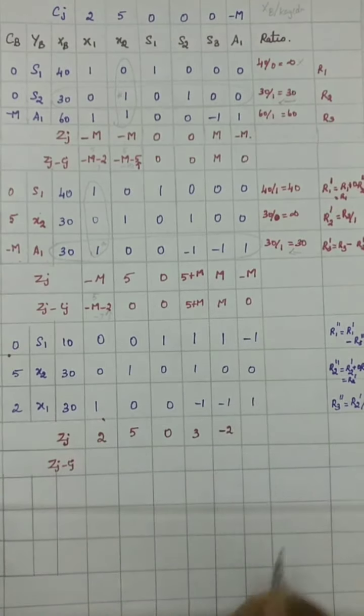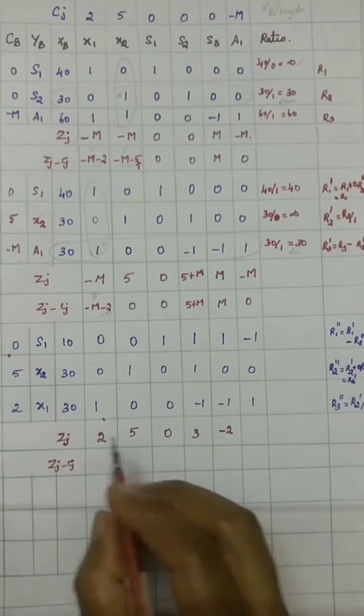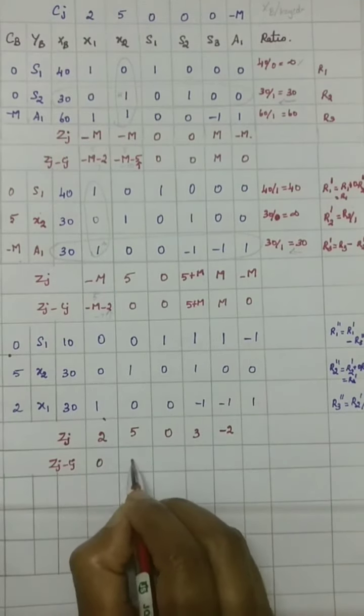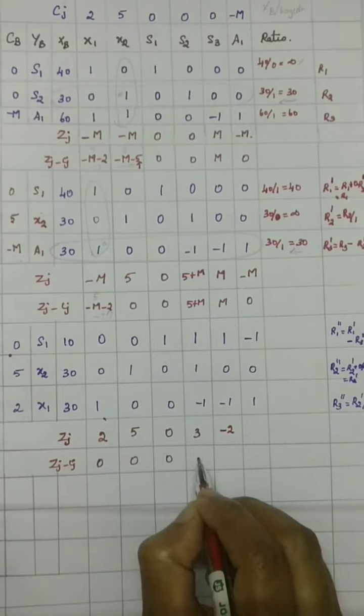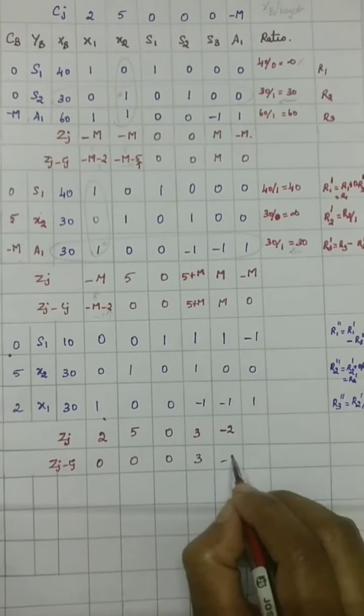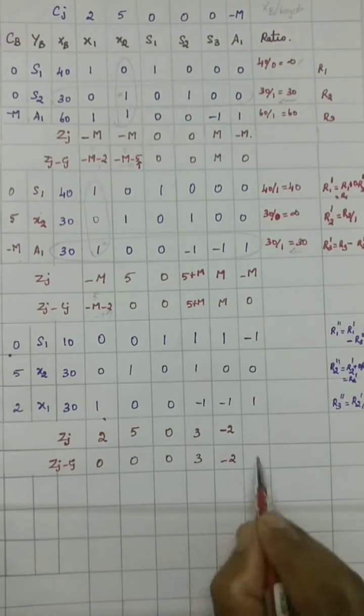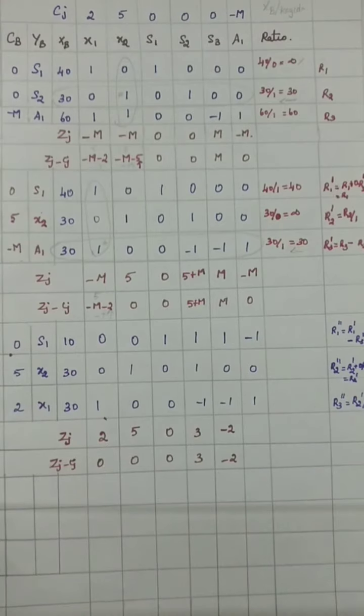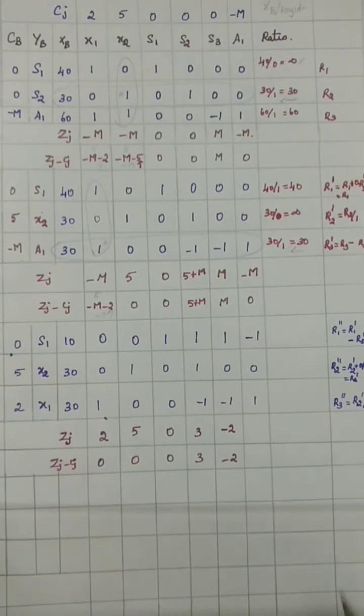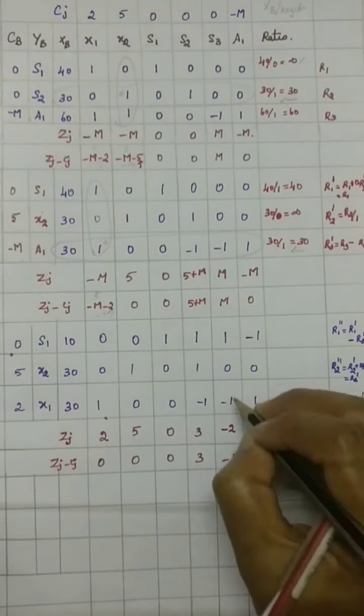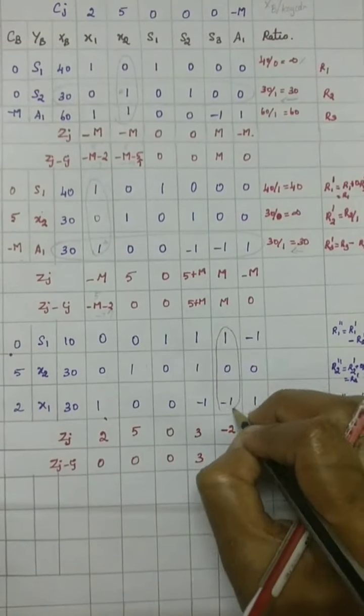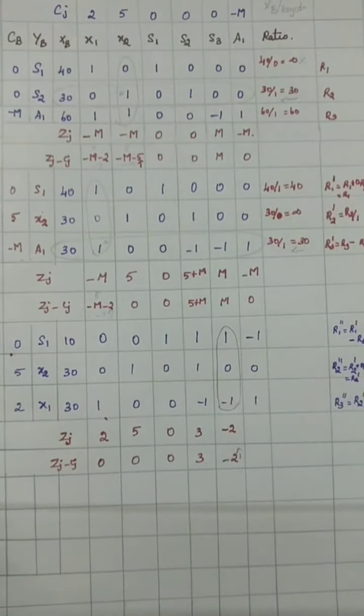So here itself we have to omit the artificial variable column. So Zj minus Cj means this is 0, this is 0, this is 0, this is 3, and minus 2 means minus 2. So again in the Zj minus Cj row, a negative value appears. So again we have to go to the next iteration. So this is your key column. Next we have to find out the ratio.